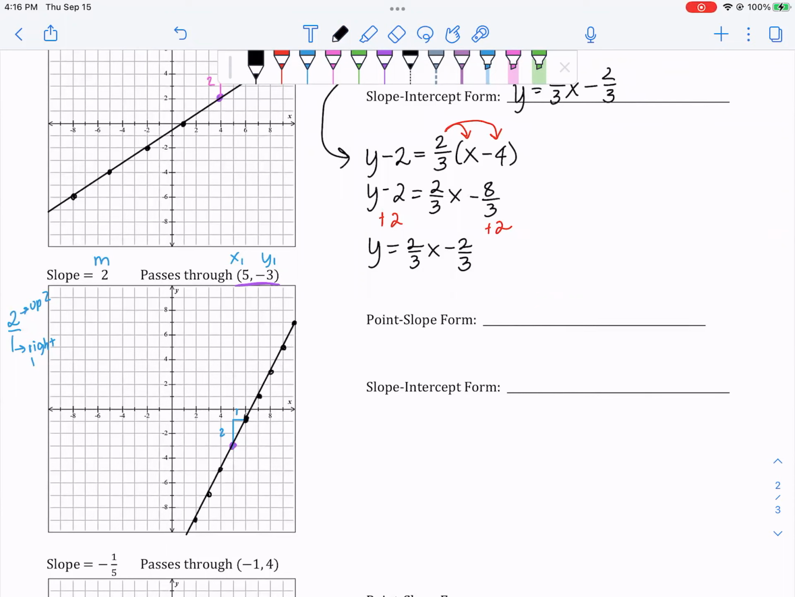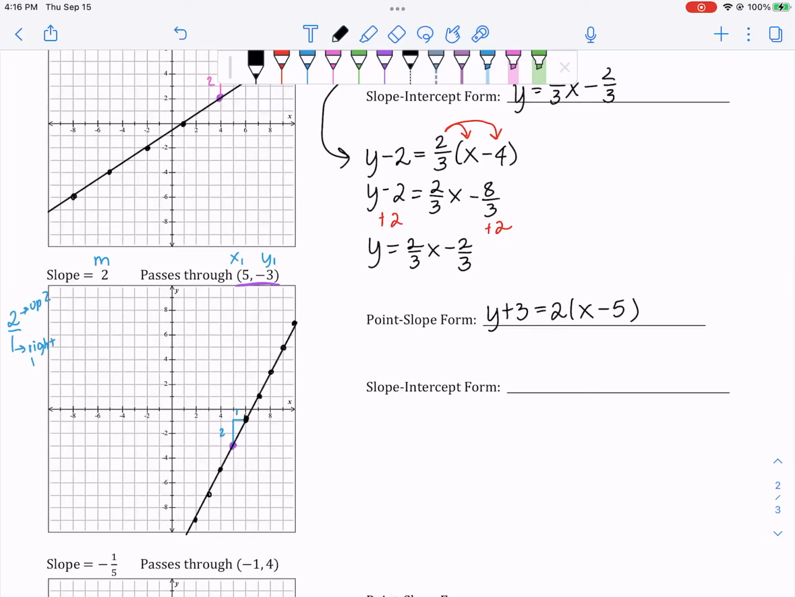Beautiful. Okay. And we can't get the slope-intercept form off this for sure because it doesn't even hit the y-axis on the graph that we have drawn. So in point-slope form, this is y minus y1, so minus -3 would be plus 3, is equal to 2 times x minus x1, which is 5.